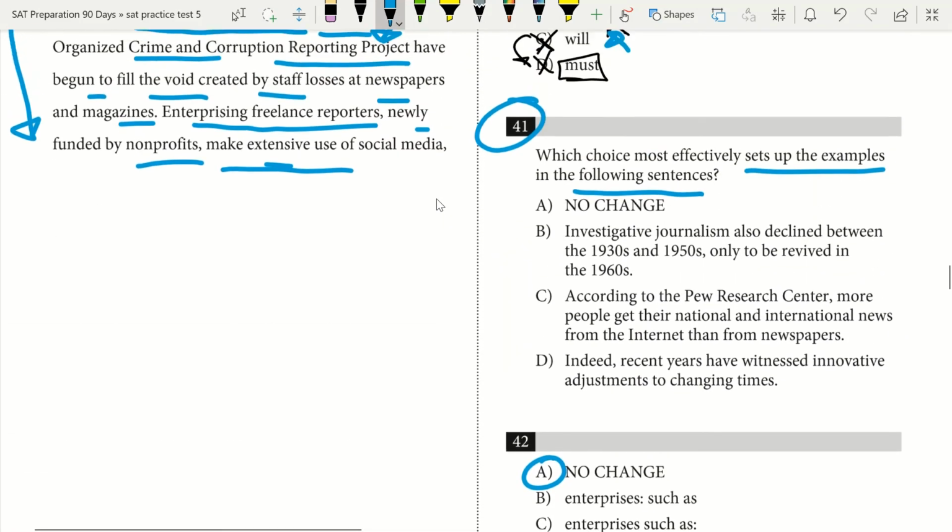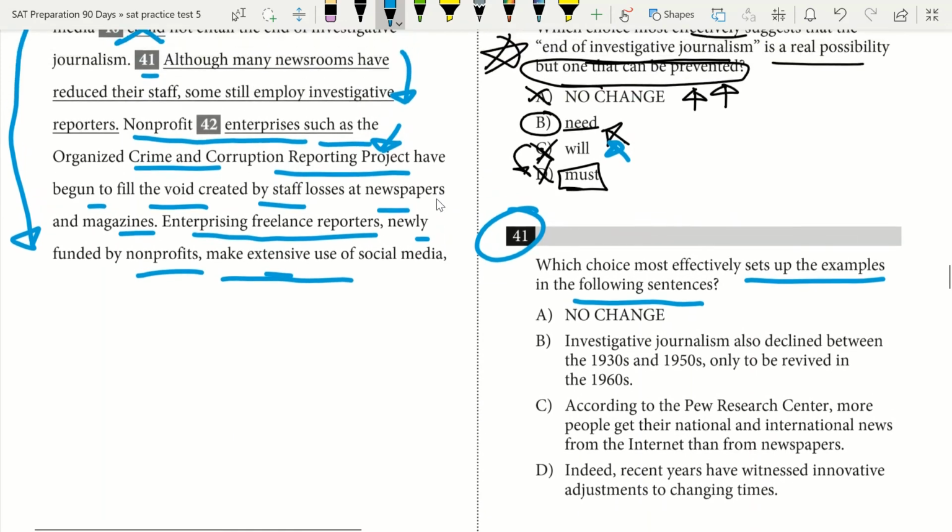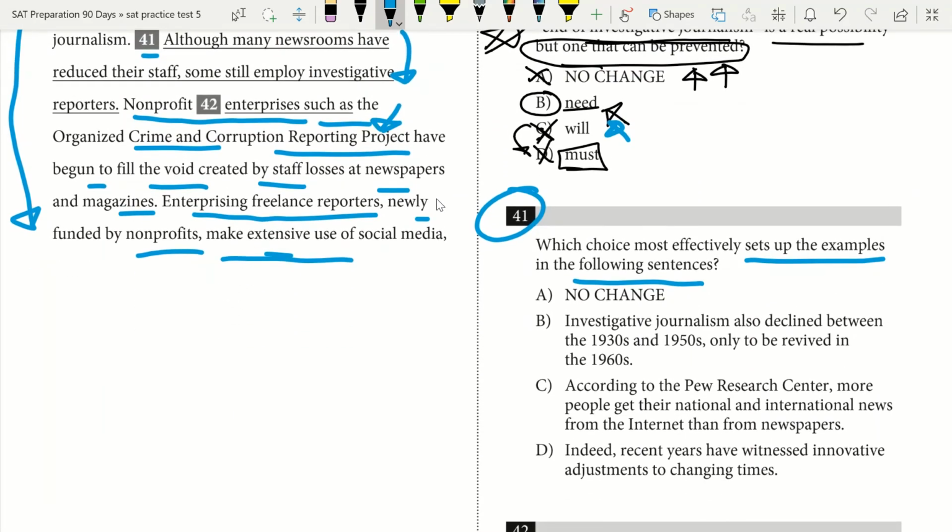So I see all of those are going to be examples of how we have investigative journalism coming in new forms, right? We have innovative ways, changes to past times. In the past, we know that investigative journalism was largely done through print media. Now we see this increase in technology and these changing times. Recent years have witnessed innovative adjustments to changing times. We have new forms of investigative journalism headed by nonprofits, headed by social media, enterprising freelance reporters. Okay, so our correct answer for 41 then would be D.